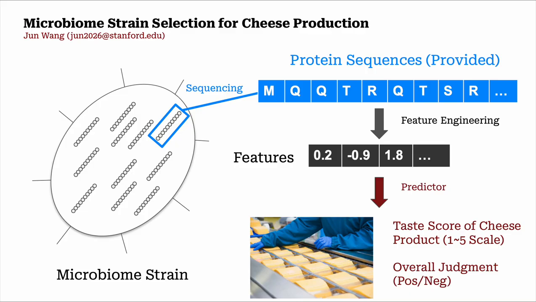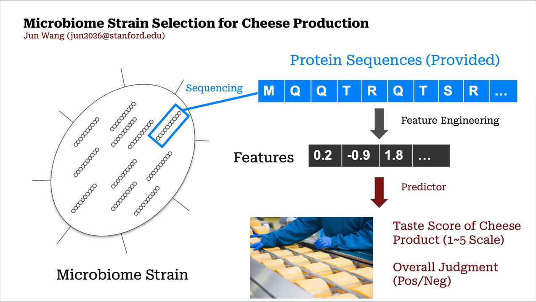So let's say we have a microbiome strain. It could have a lot of expressed genes. Through sequencing techniques, we can obtain the amino acid sequences of the proteins encoded by all the expressed genes of the microbiome strain.